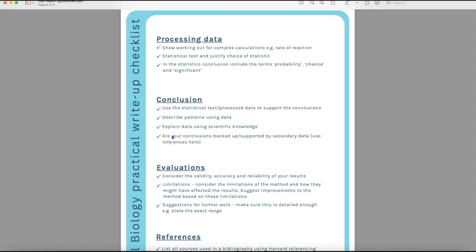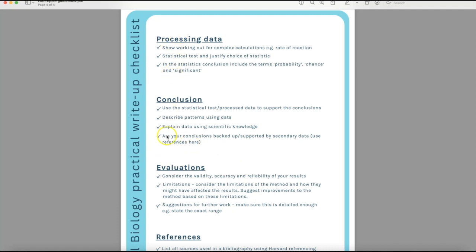Now, an overall conclusion gives a bit more detail than the statistical conclusion, because yes, you'd use your statistical data in a conclusion, but really you should as well describe some of the patterns, explain the data using scientific knowledge, and also consider the conclusion that you've come to, is it backed up by any secondary data? And you'd need to include references here of your secondary data.